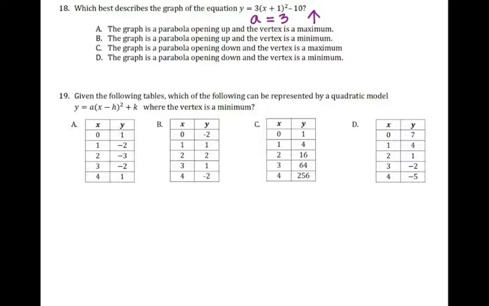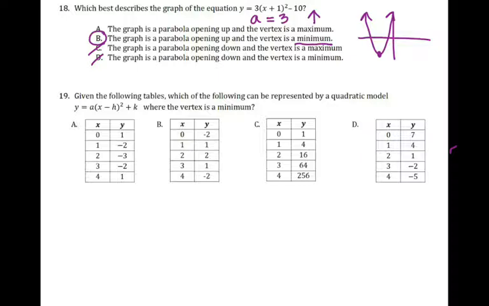So I can go ahead and eliminate some answer choices, since C and D are telling me that my parabola is opening down. And if my parabola is opening up, it's doing something like this, where my vertex is going to be at the very bottom. And since my vertex is at the very bottom, that is going to be a minimum. So my correct answer for this one is going to be B.